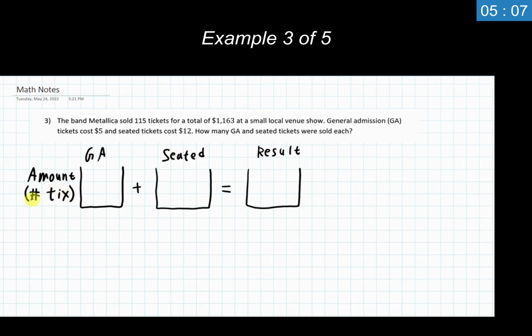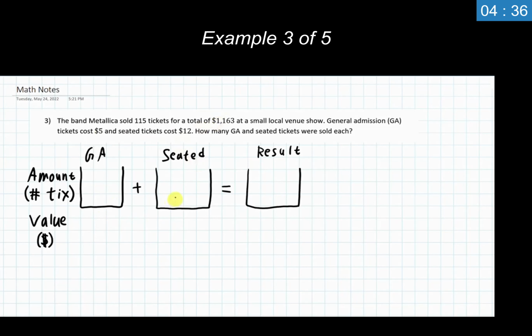So I'm just going to put number of tickets there. What else do we have? We need to have the value written in here as well. What's the value of each of the seat types and the total resulting value that came out of the show? And we are tracking that value using dollars. Again, as it's given to us in the problem, $5, $12, $1,163. So we have that little hint there for us.